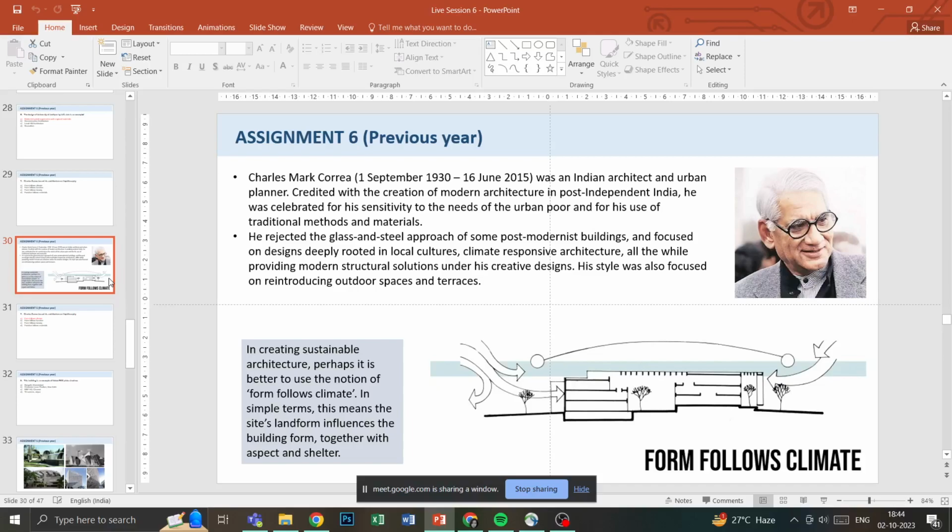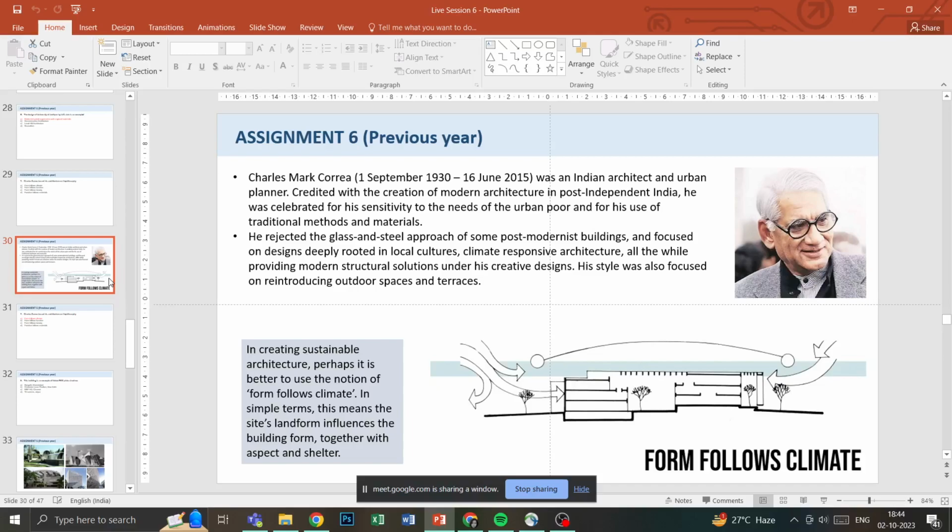He was the one who said that the form should follow climate. The climate should guide the shape of the form. So it was his terminology: form follows climate. What form follows climate really means is that in creating a sustainable building, it is better to use the notion of form follows climate. Why so? Because the site's landform, geographical context or climatic context influences the building form together with the aspect and shelter.